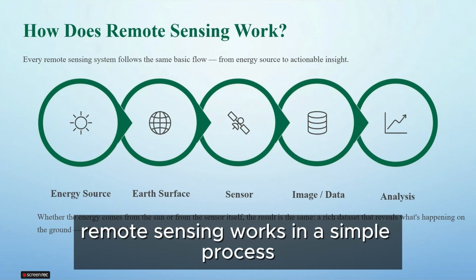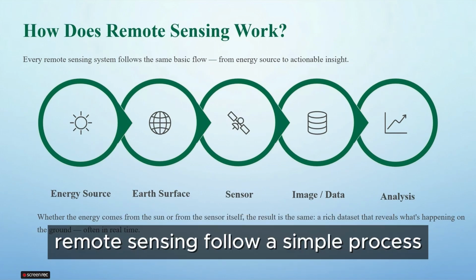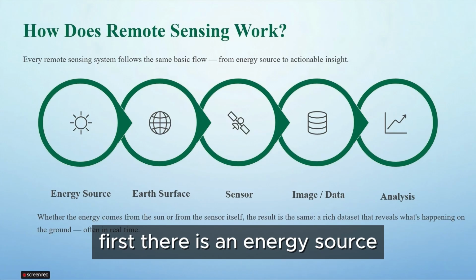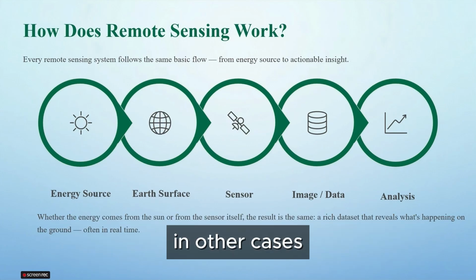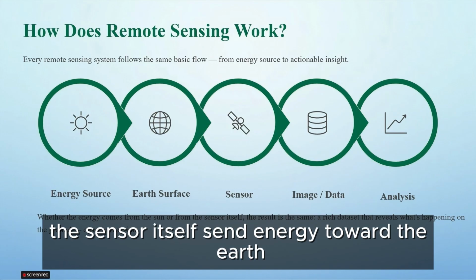Remote sensing follows a simple process. First, there is an energy source. In many cases, this energy comes from the sun. In other cases, the sensor itself sends energy toward the Earth.